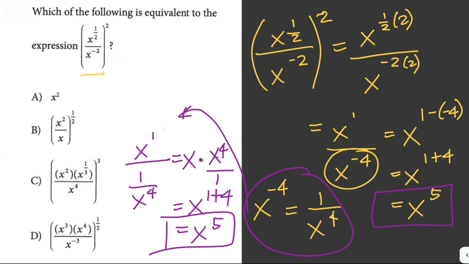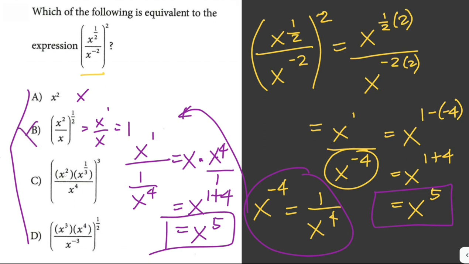We don't have x to the 5th in our choices here. We have x squared. This is not our answer. X squared to the 1/2 is just x to the 1, or x, over x, which is just equal to 1. So this is not the answer.